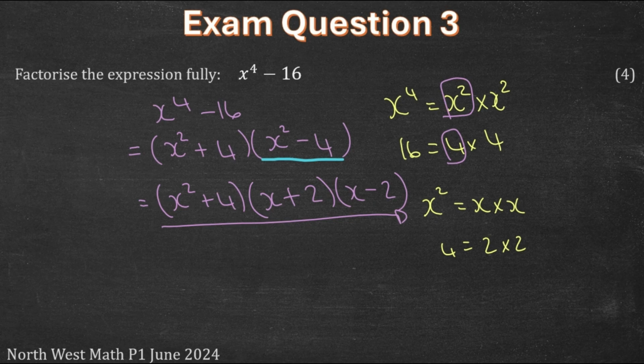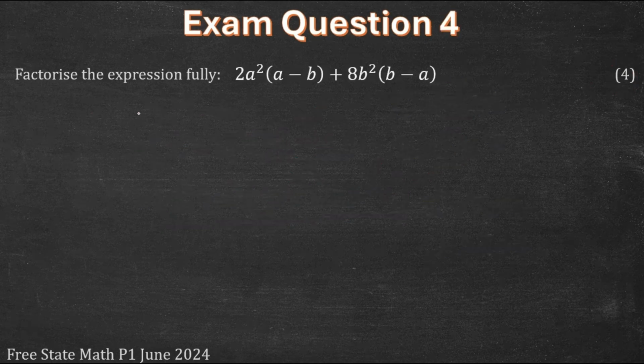So this question is worth 4 marks. You will get a mark for factorizing this. Then you will get 2 marks for correctly factorizing this difference of squares, and a final mark for this final answer. And you will then receive your full 4 marks. For exam question 4, I also want you to pause the video, try it yourself before we do this together.